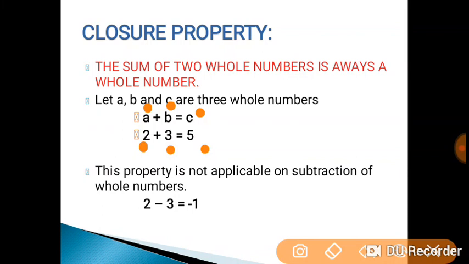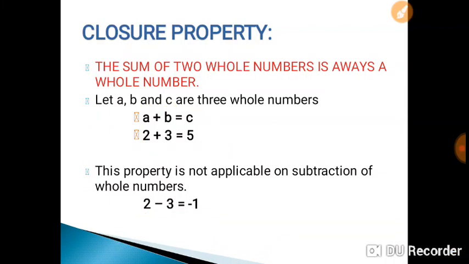Consider another example, 2 minus 3. 2 is a smaller number and 3 is a bigger number. So when you try to subtract 3 from a smaller number 2, the answer is minus 1, which is an integer and not a whole number. So closure property is not applicable on subtraction of whole numbers.